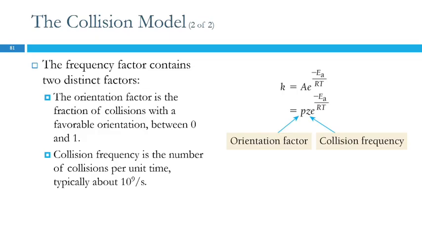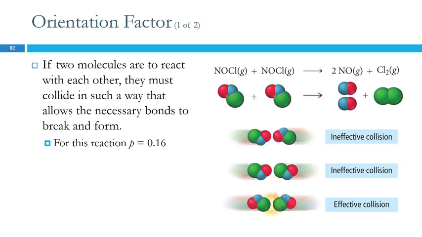Like he said, in your demolition derby, if you're hitting the trunk of another car, that's not going to take them out because that's not where the engine is. You want to hit them head on or back into them, right? You have to hit them where the engine is to knock them out. So this is going to be a fraction between 0 and 1, and the collision frequency is the number of collisions per unit time, and that's usually a very large number, like 10 to the 9th per second. So we have to have the molecules lining up in the correct orientation.